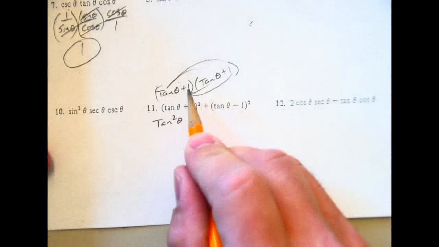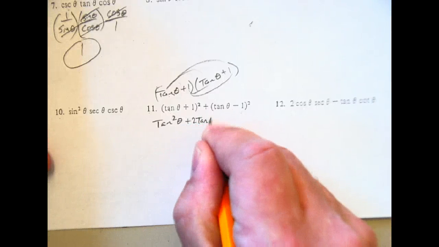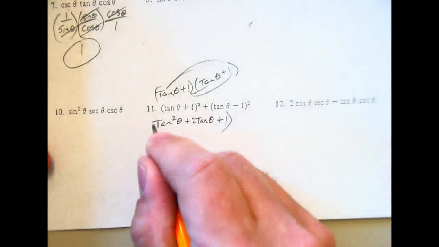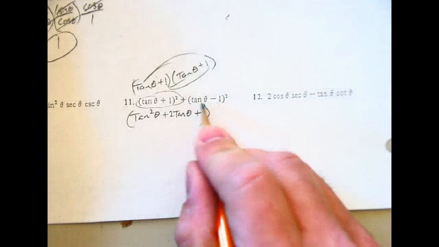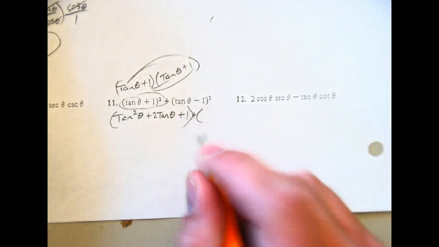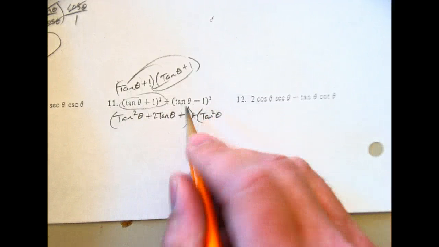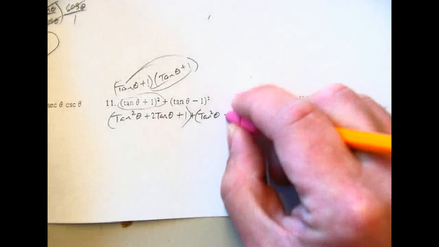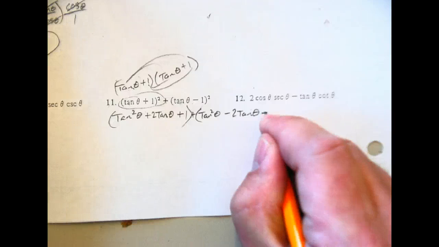So you get tan squared theta, you get 1 tan theta and 1 tan theta to give you 2 tan thetas. And then you get 1 times 1 is 1. So this part right here turns into that. And then you have this guy here, that's going to be the same thing. Tan times tan is tan squared theta. Tan times negative 1 is negative tan theta, and you're going to have 2 of those, so it's going to be negative 2 tan theta, and then plus 1.